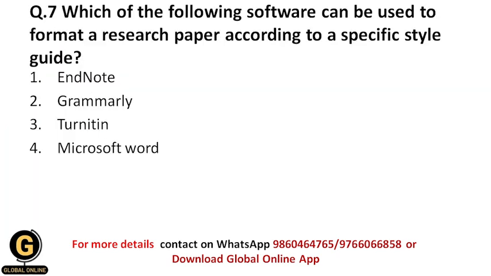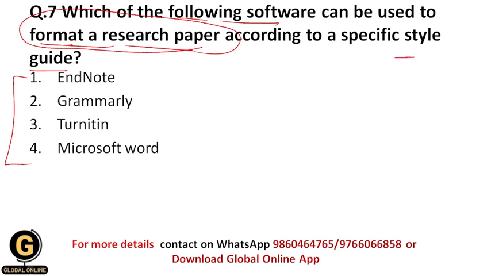Okay, which of the following software can be used to format a research paper according to a specific style guide? So now they have given you different softwares, and from these different softwares, which is a software that we use to format a research paper according to a specific style guide. So whether it is EndNote, whether it is Grammarly, whether it is Turnitin, whether it is Microsoft Word.